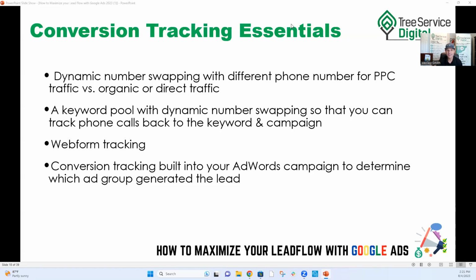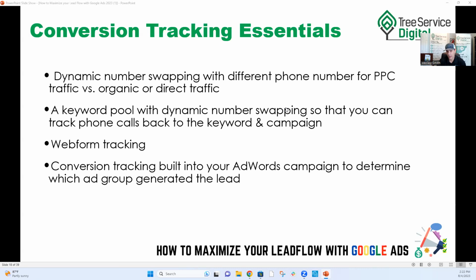So the conversion tracking essentials are basically dynamic number swapping. So you want to make sure you got a call tracking number on your Google Ads campaign, right? Versus your organic traffic from the website and the Google Maps. You want to make sure you know where those calls are coming from so you know whether or not to increase your budget on Google Ads, decrease the budget, or pause them, right? You want a keyword pool with dynamic number swapping so that you can track phone calls back to the keyword that somebody types in and the campaign.